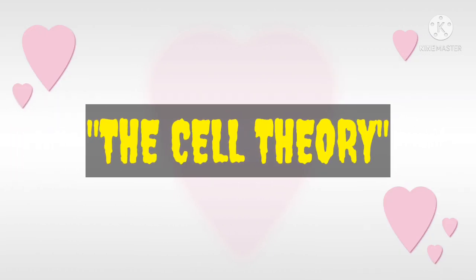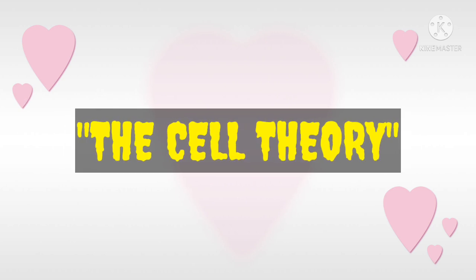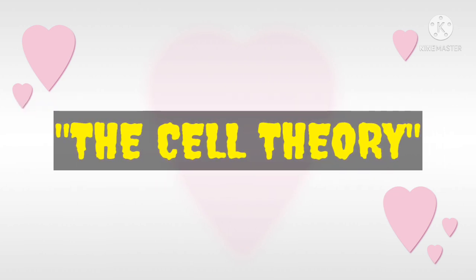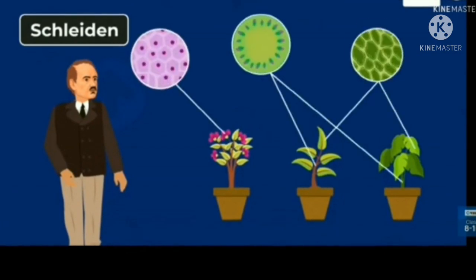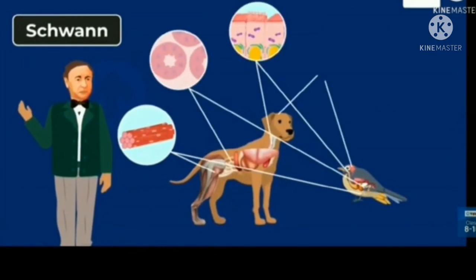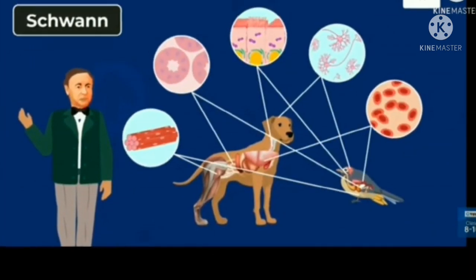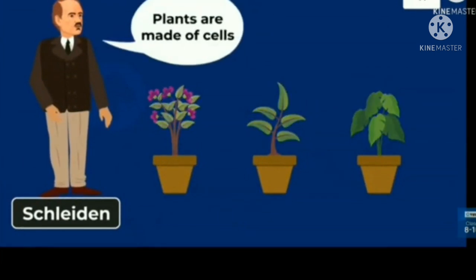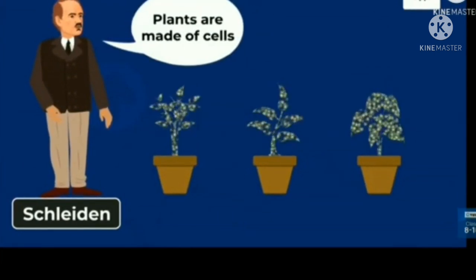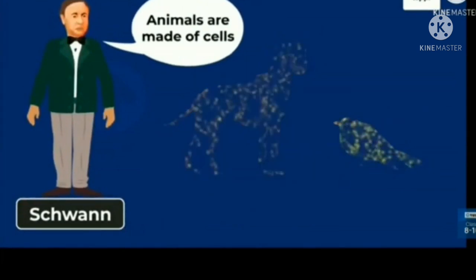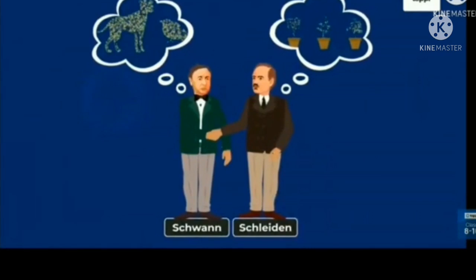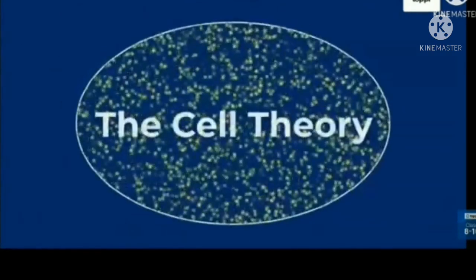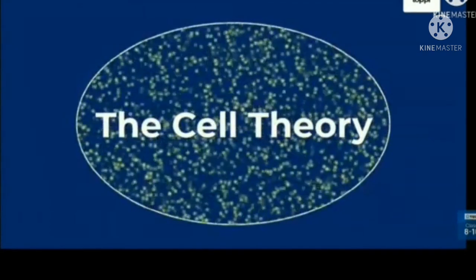Children, the coming video explains the birth story of the cell theory. Schleiden, a botanist, observed samples in plant tissues. Schwann, a zoologist, observed samples in animal tissues. Schleiden concluded that all plant tissues are made of cells, and Schwann concluded that all animal tissues are made of cells. They got together, combined their ideas, and gave birth to what we now call the cell theory.